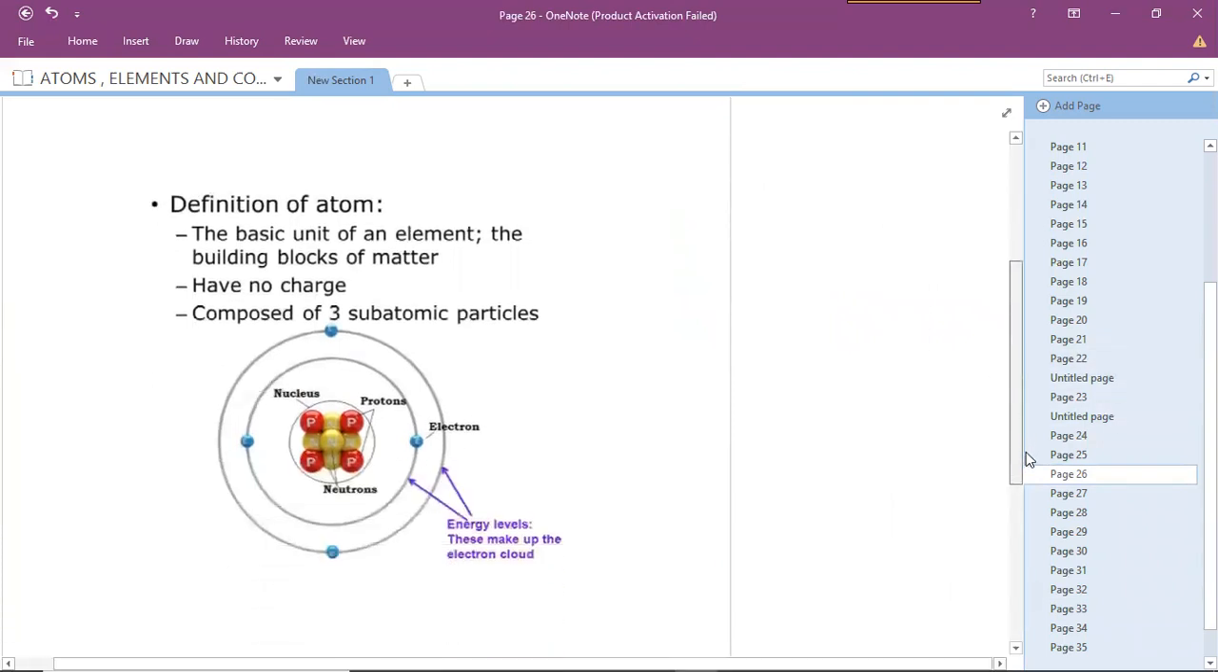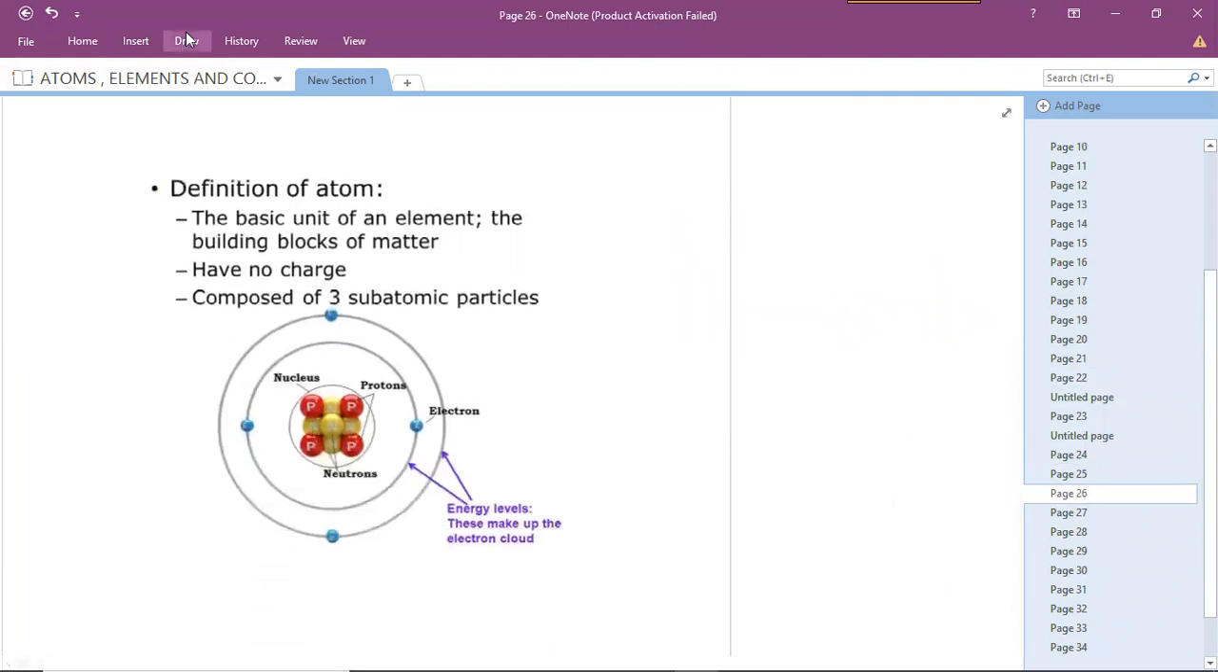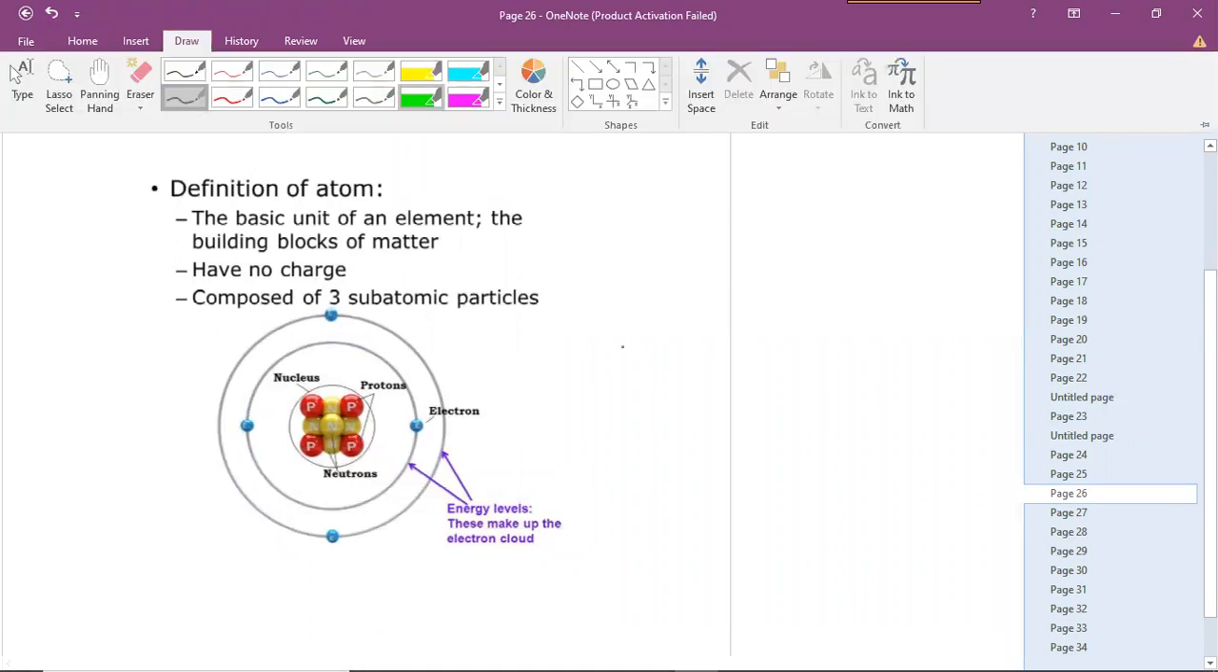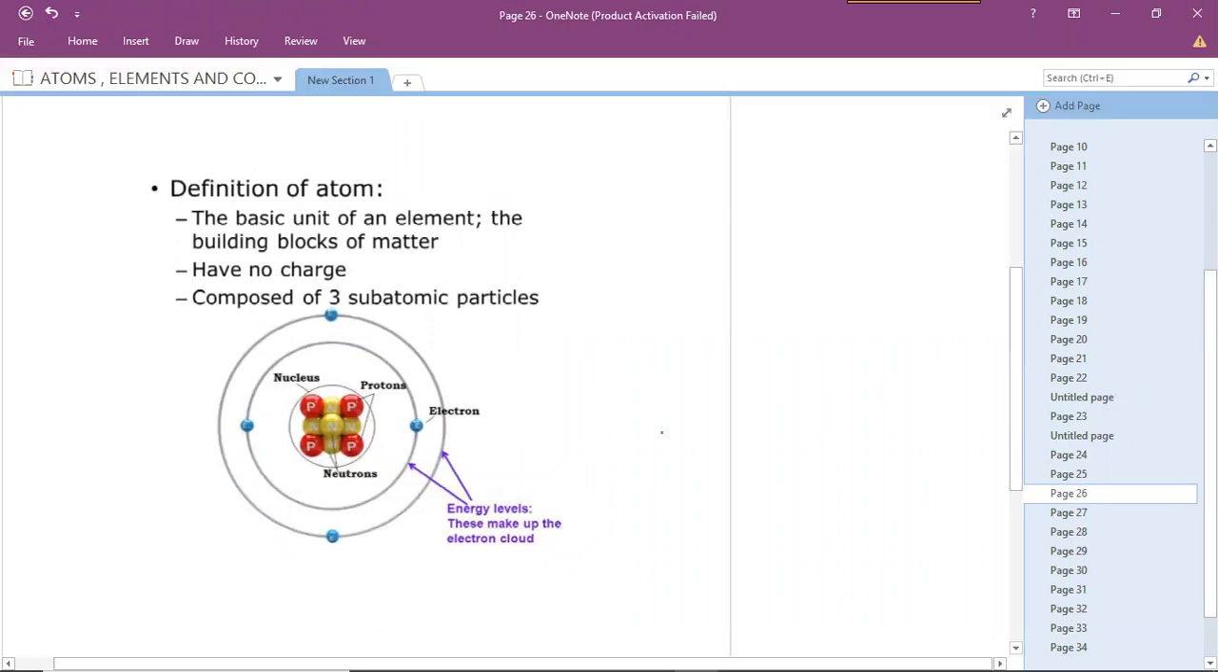Okay, so now let's talk about atoms. What is an atom? What's inside the nucleus of an atom? Last time we talked about elements, and we said that elements are substances in their purest forms that cannot be split by physical or chemical means. So why can't elements be split by physical or chemical means? Because they are made up of atoms.